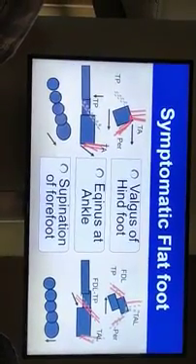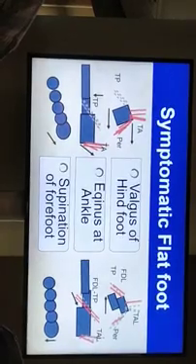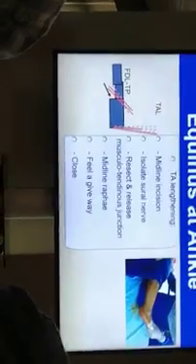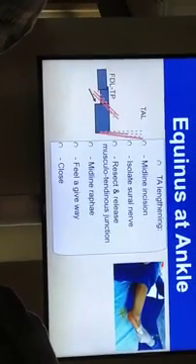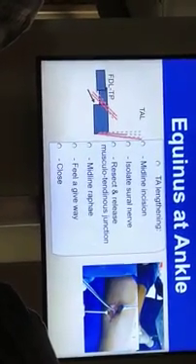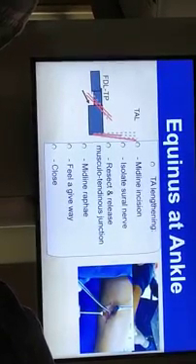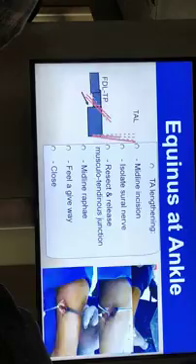You need to get these slides in your mind. This is a line diagram, and you will reproduce this even in your exams. So equinus at the ankle is corrected by Achilles lengthening: midline incision, isolate the sural nerve, release the musculotendinous junction, midline rapid, feel it give way, close. This is how it goes.